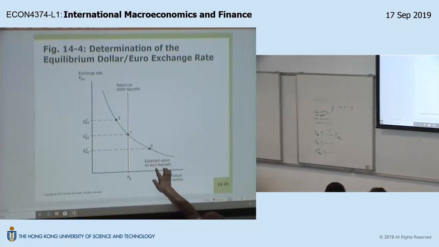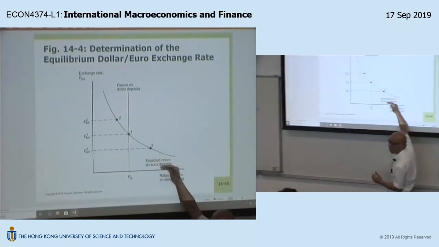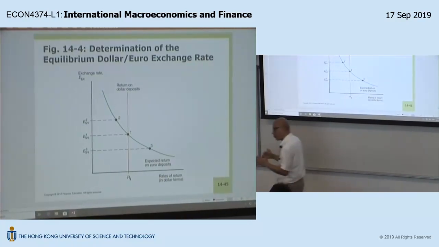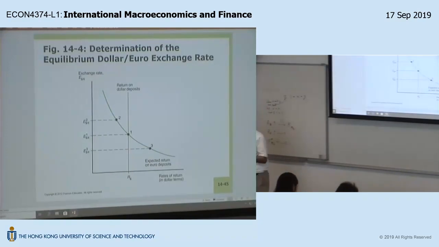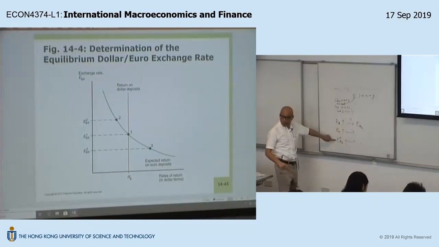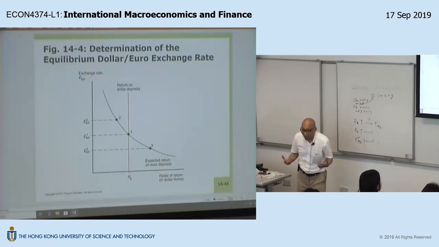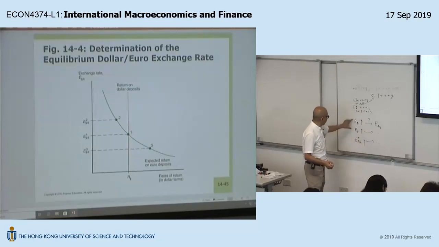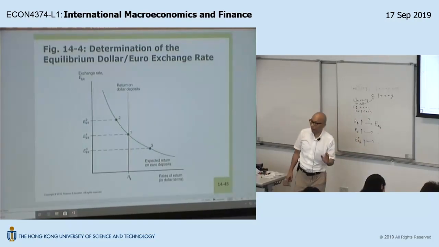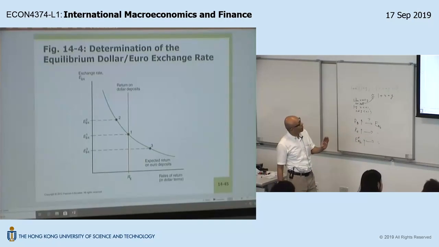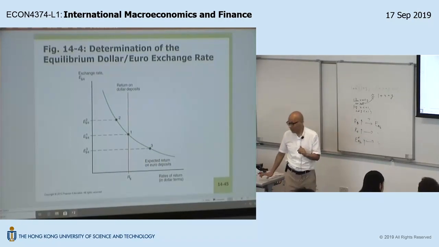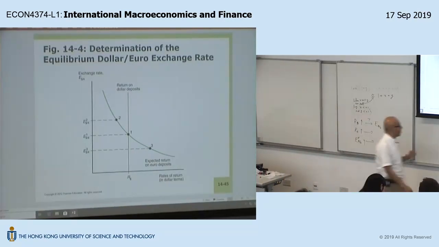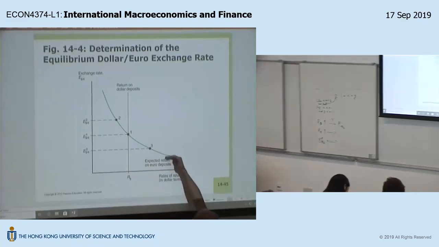the dollar rate of return on euro deposits is going to increase, right? Because people expect the dollar to be worth less in the next period, therefore the euro is going to be worth more dollars in the next period. Okay, so given these two are unchanged, the euro will become more attractive. As a result, the expected dollar rate of return on euro deposits will shift to the right.